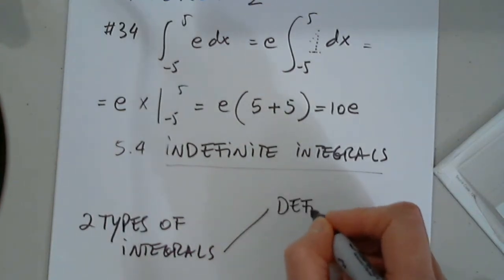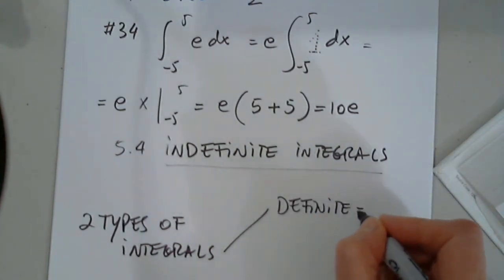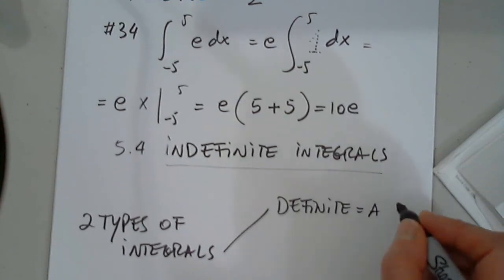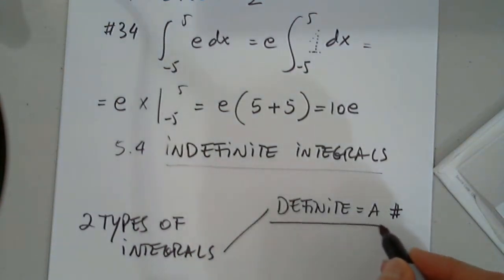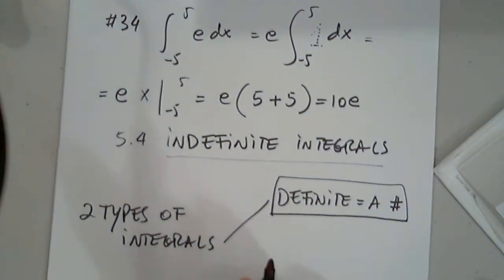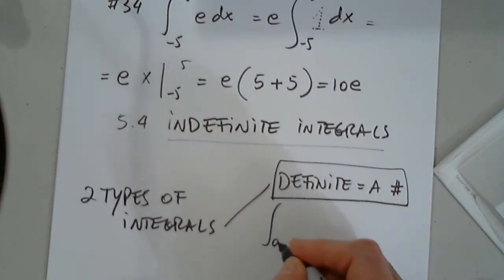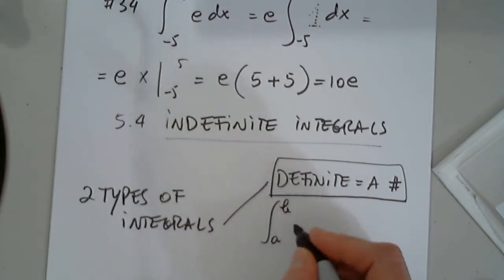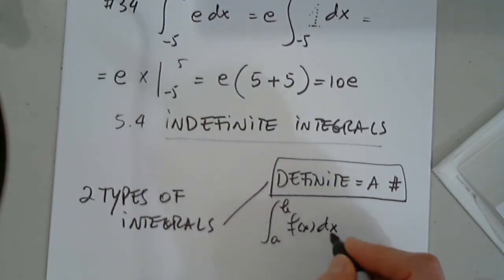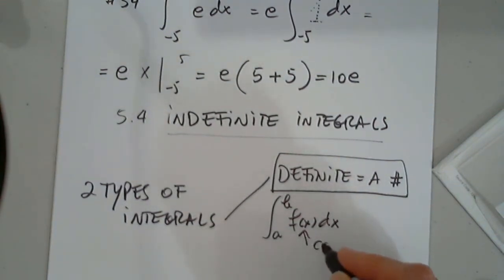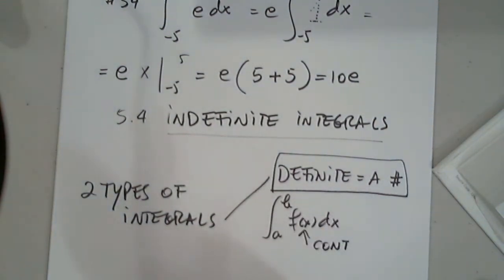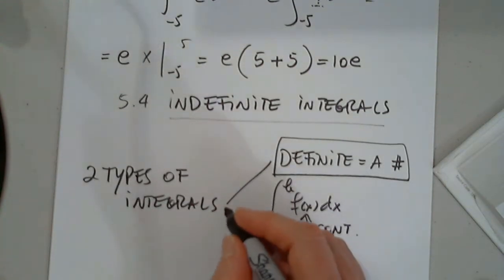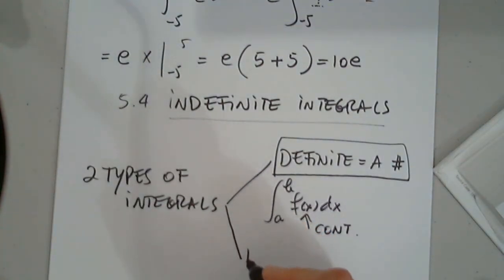Definite: the answer is always a number, always. Again, how does it look? The integral from a to b, any constants, f of x dx, and this has to be a continuous function on the interval a comma b. The second type of integral is indefinite.